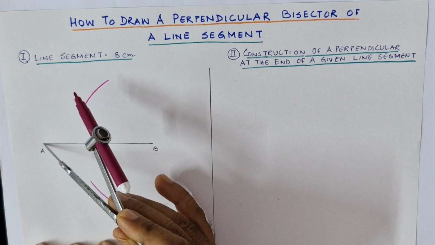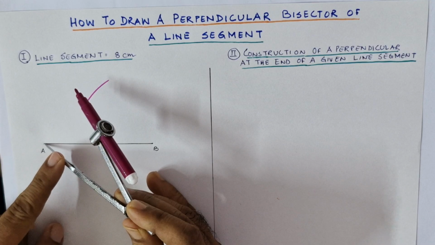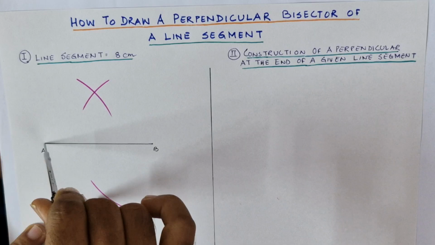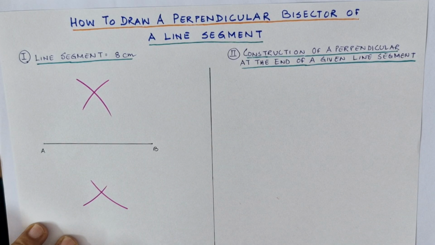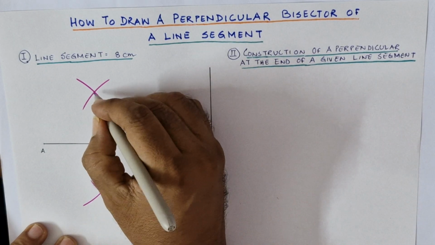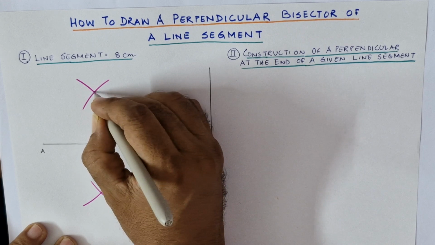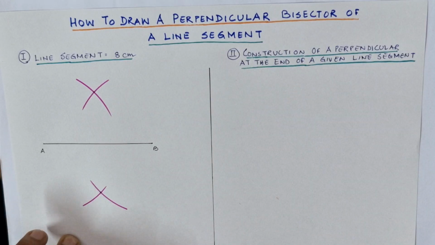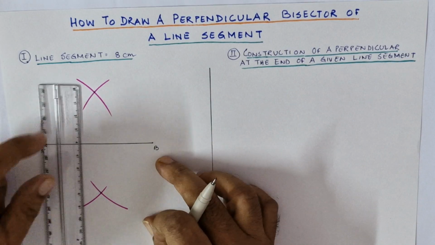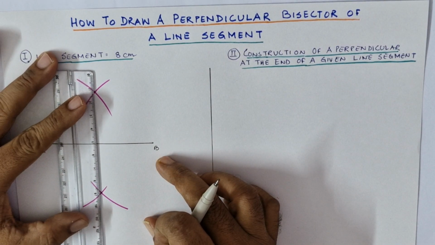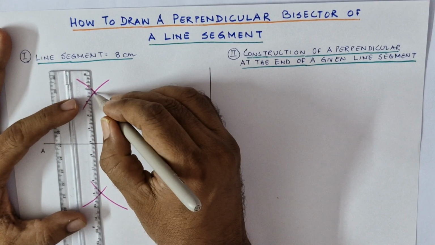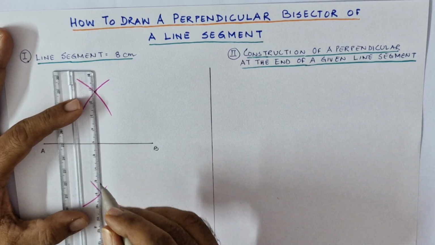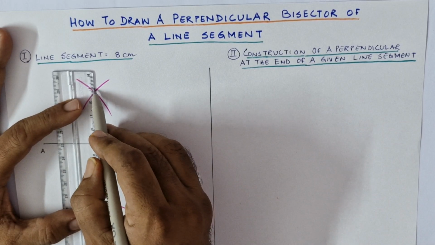Take A as center and draw two intersecting arcs above and below. Got it? Mark the intersection points of the arcs clearly. Got it? Now join them. See, here is a point and here is the other point. So join them.